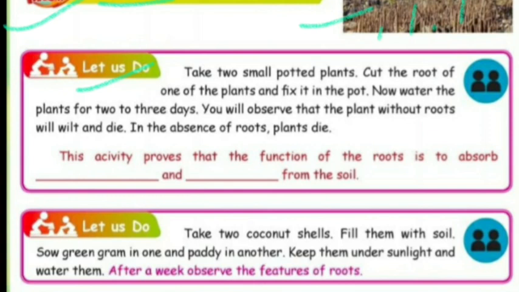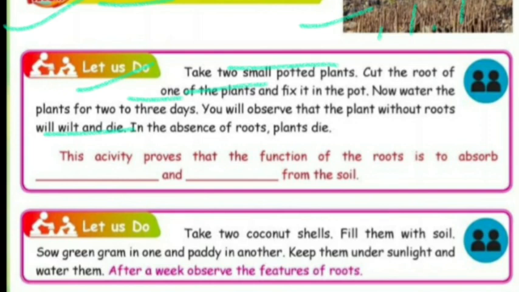Take two small potted plants, cut the root of one of the plants and fix it in the pot. Now water the plant for 2 or 3 days. What you will observe is that the plant whose root is cut will wilt and die. Why? Because the root is not able to absorb the water.